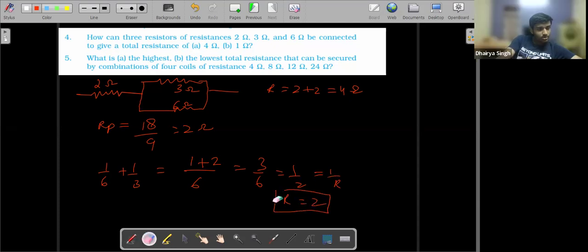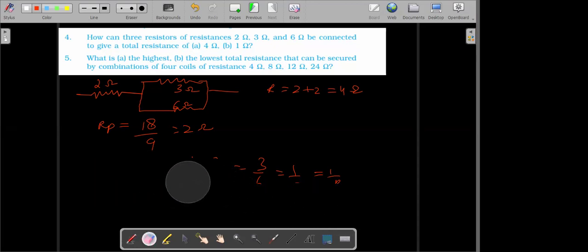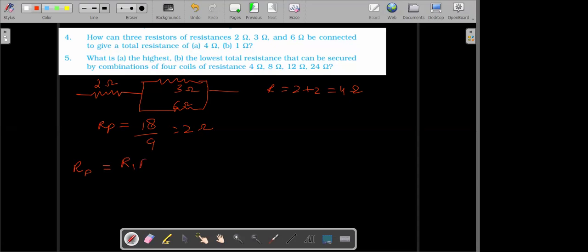Okay. Got it. Now see how I got this. This is a shortcut also. You can also use this. The shortcut is that you can find the resistance in parallel of two resistances by taking R1 times R2 divided by R1 plus R2.